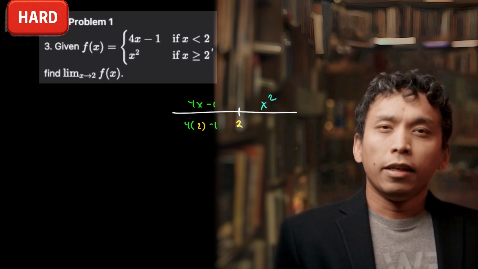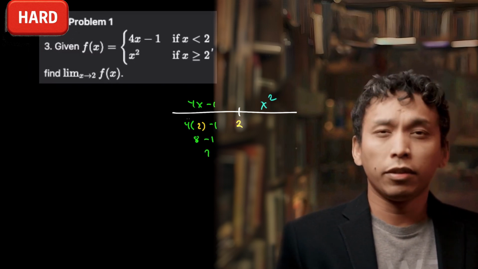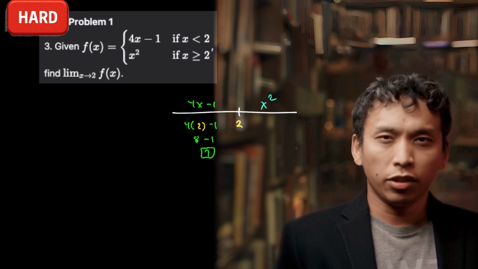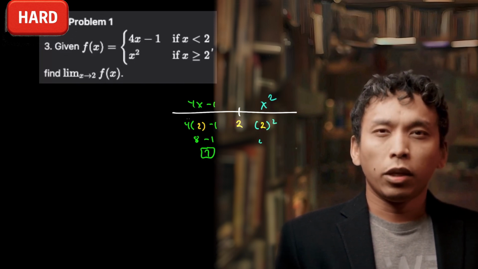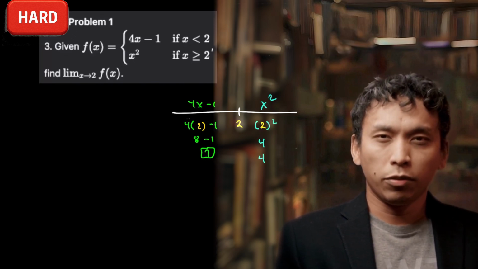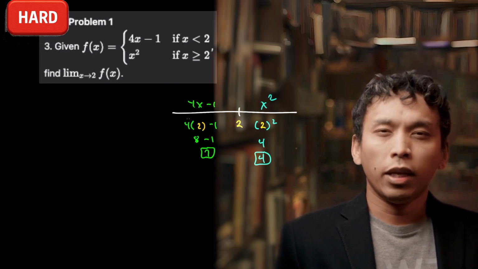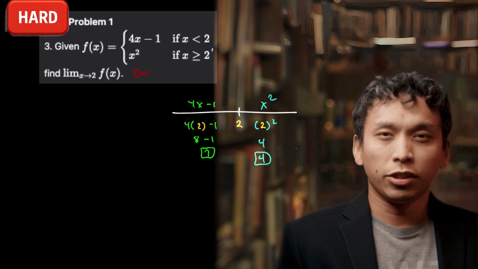So 4 times 2 is 8. So you have 8 minus 1. So you have 7 coming from the left-hand side. And on the right-hand side, we plug in our function 2 squared, and we see that this gives us the value of 4. So on the right-hand side it is approaching 4. Because these limits are not the same, the answer does not exist.